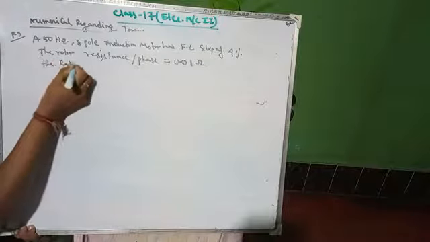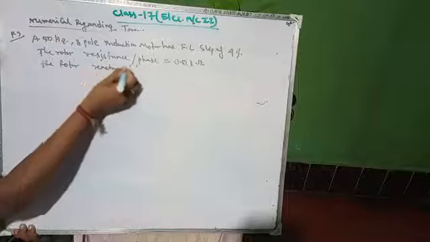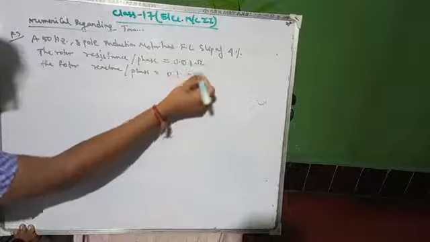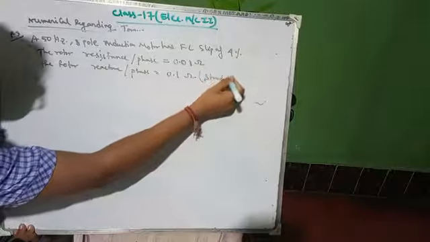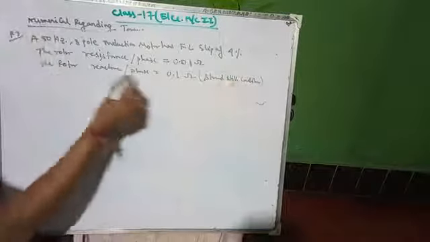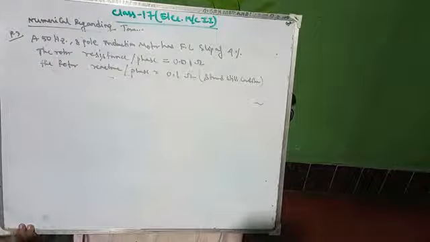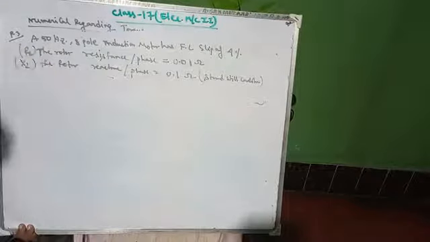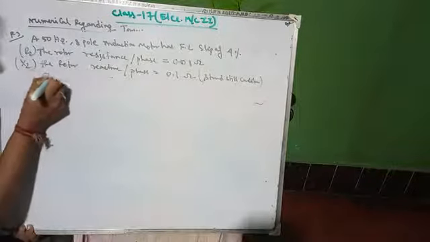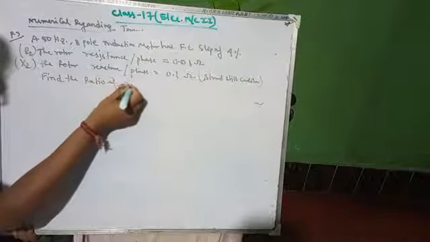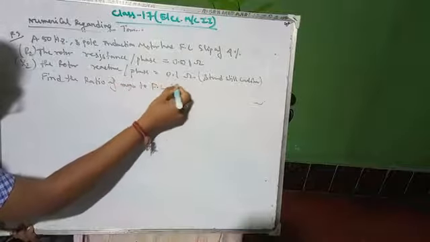And the rotor reactance per phase is 0.1 ohm in standstill condition, okay? So always remember this rotor reactance should be given in standstill condition. Then you can easily put this X2. This is your R2, this is your X2, okay? So now find the ratio of the maximum to full load torque.